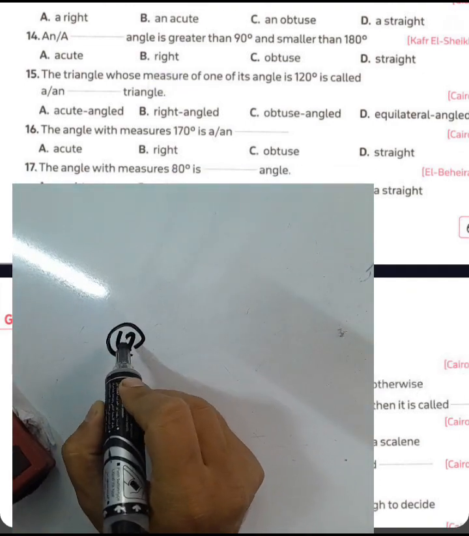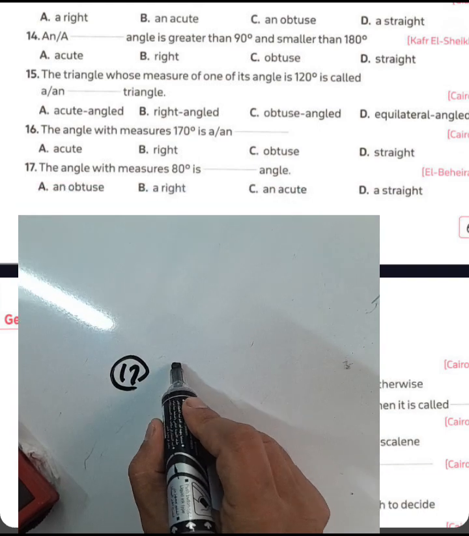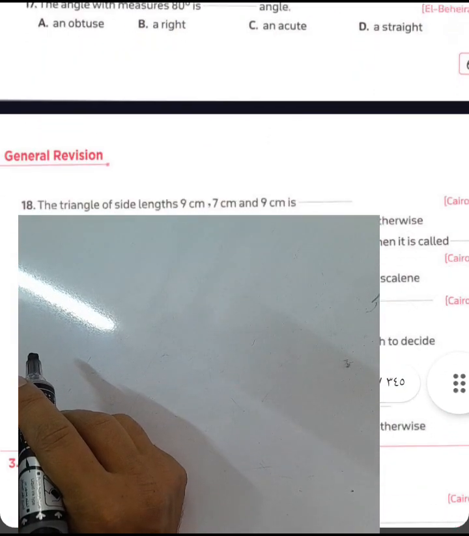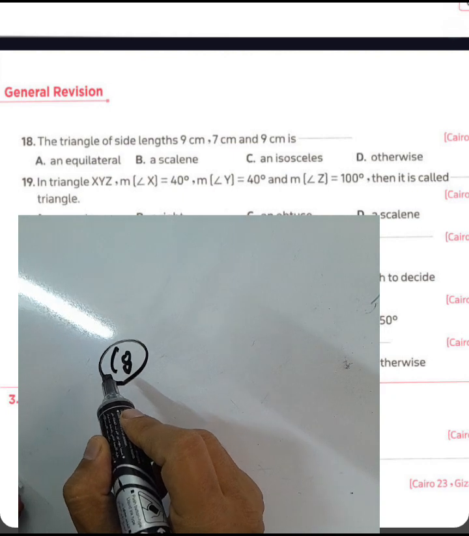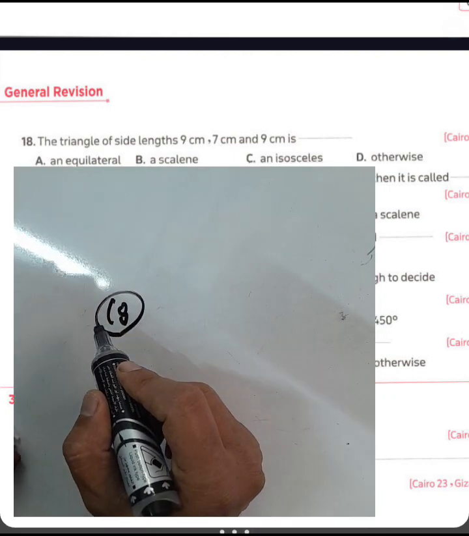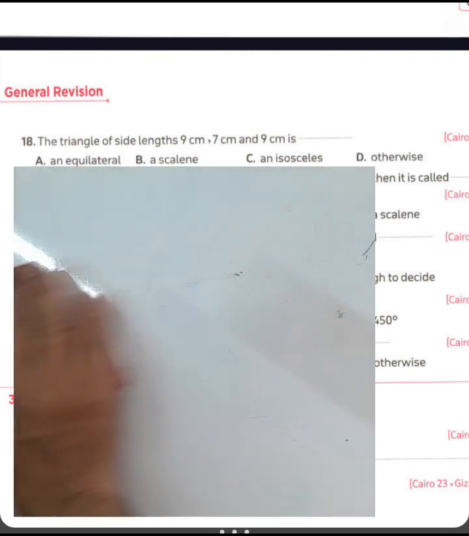Question 17. The angle with measure 80, we call it acute. Choose letter C, 80 degrees is less than 90 degrees. Question 18. The triangle of sides 9 cm, 7 and 9, we call it isosceles. Choose letter C, it's an isosceles triangle.